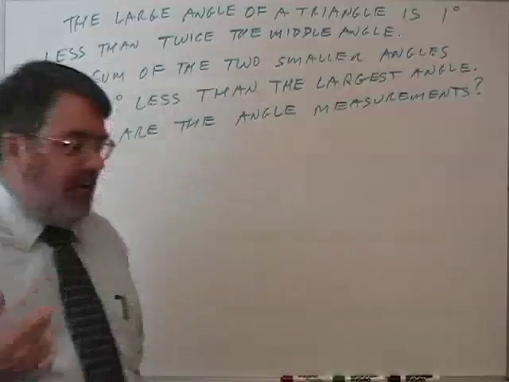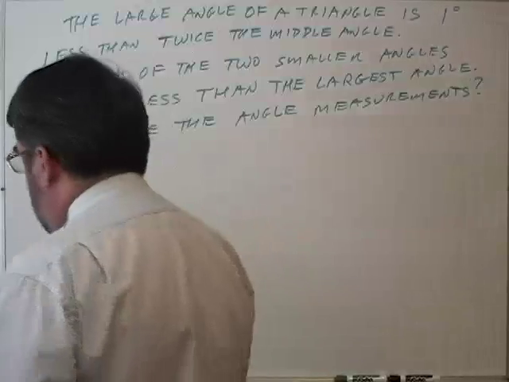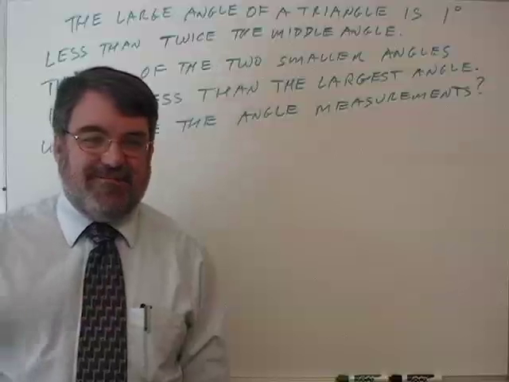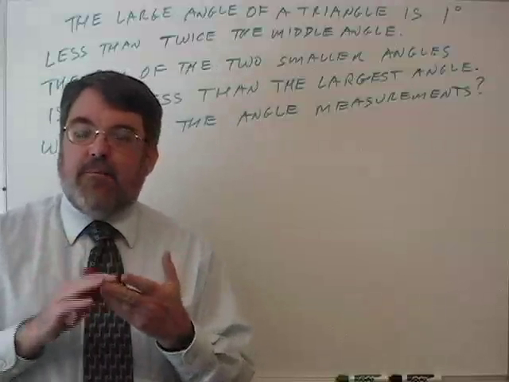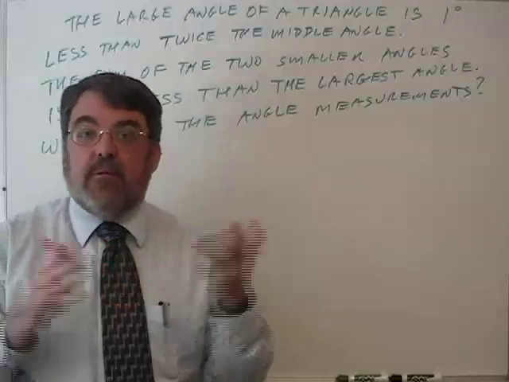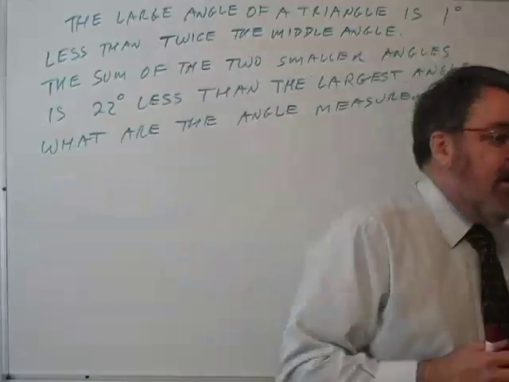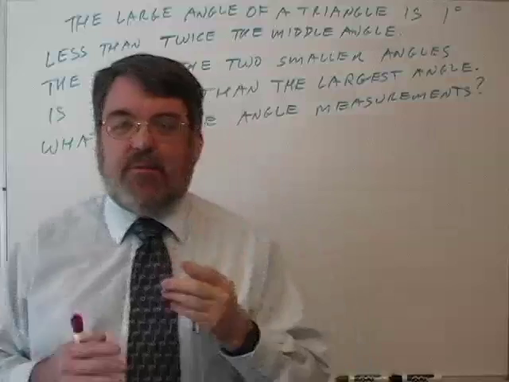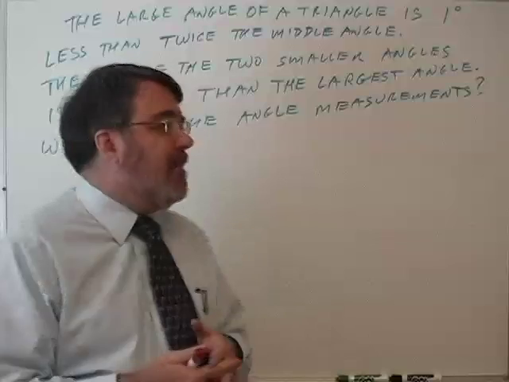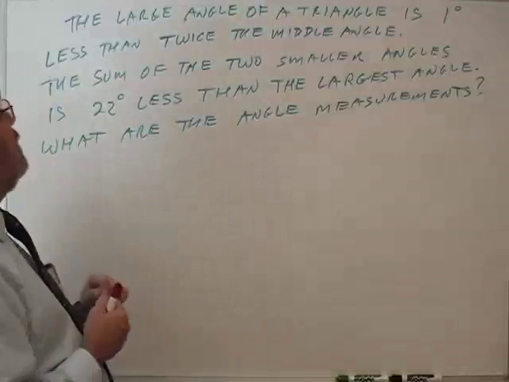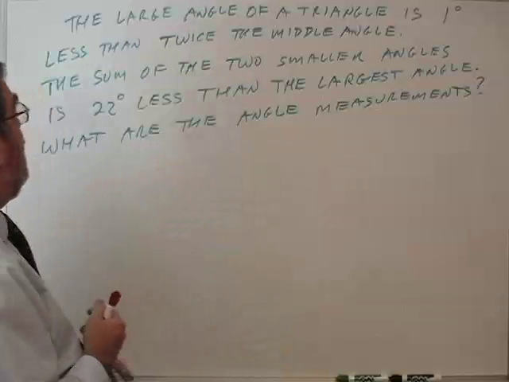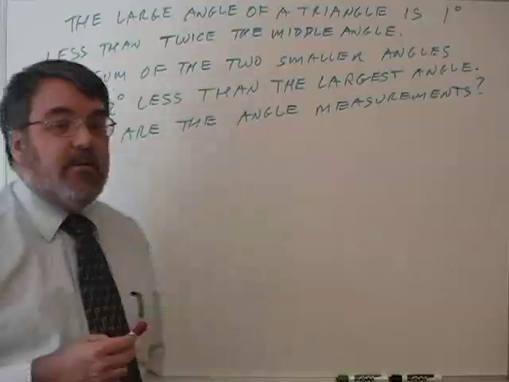All right, so let's set this up. And I'm missing one piece of information. Did you catch it? If we're going to solve a problem with three unknowns, my unknowns are the measurement of the small, the middle, and the large angle of the triangle. If I'm solving three unknowns, then I need three pieces of information. And from all that, we build three equations. And so I have two pieces of information. This sentence, the large angle is 1 degree less than twice the middle angle, and the sum of the two smaller angles is 22 degrees less than the largest angle.